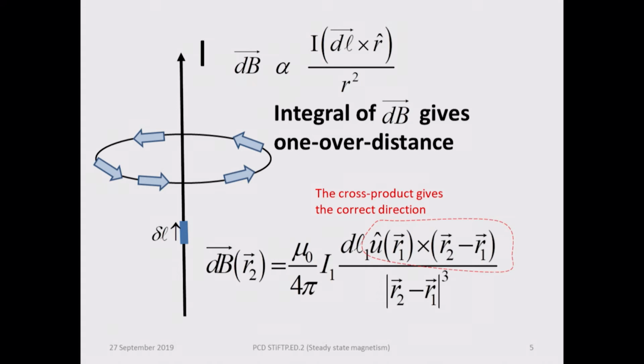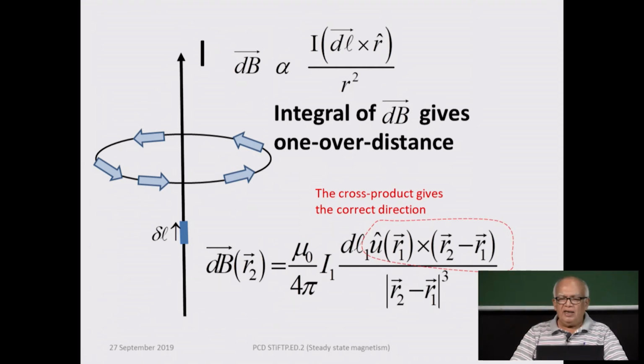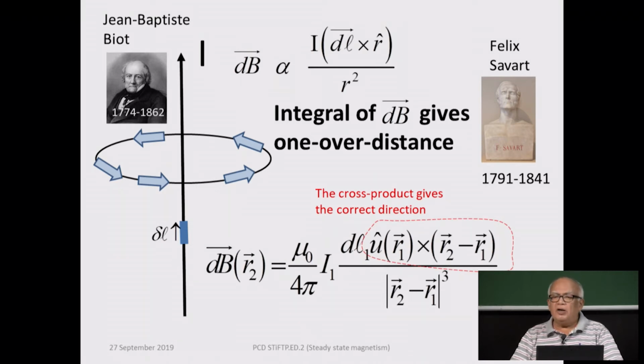by 4 pi, and then it is proportional to the current in the source, which is I1, and then you have this dl over distance square, and the R2 minus R1 over the cube of the modulus gives you the 1 over distance square relationship, and you pick up the correct direction according to this, right. So, this is what is called the Biot-Savart law, all right. This dB equal to this equation that you see at the bottom of the slide is what is called the Biot-Savart law, all right.